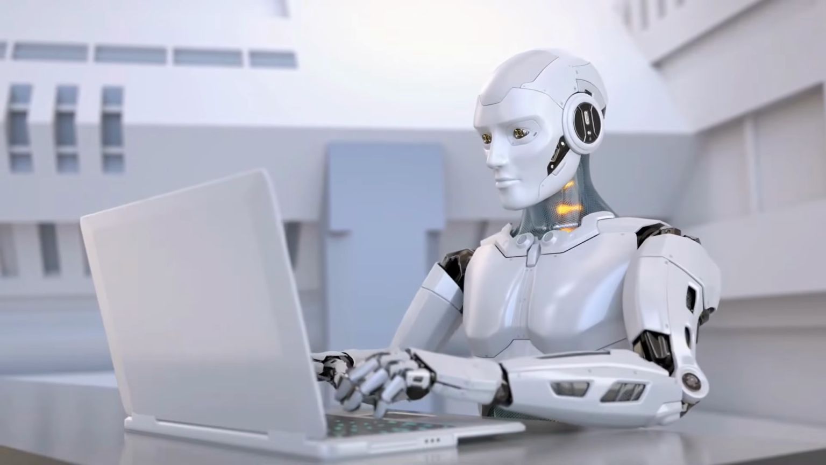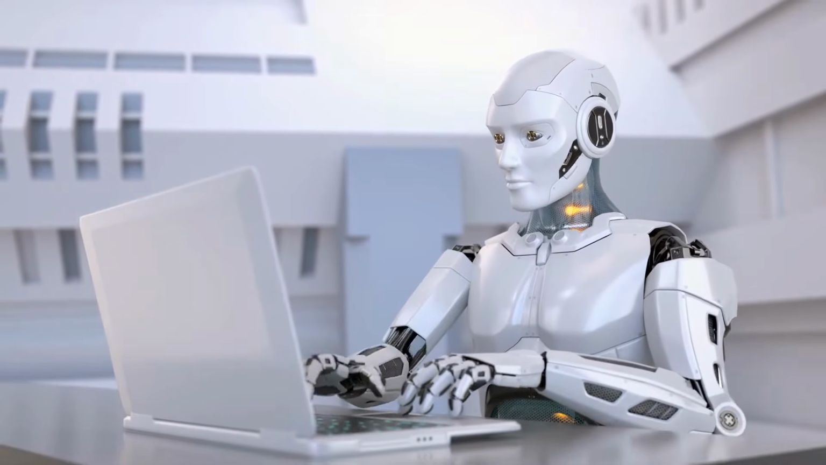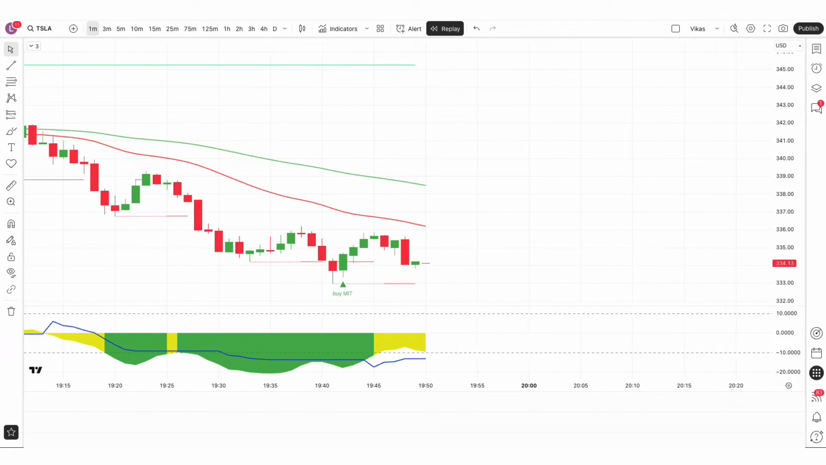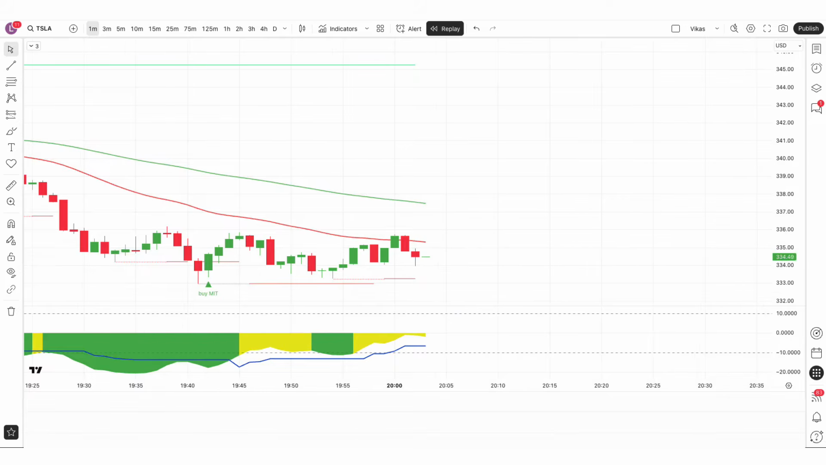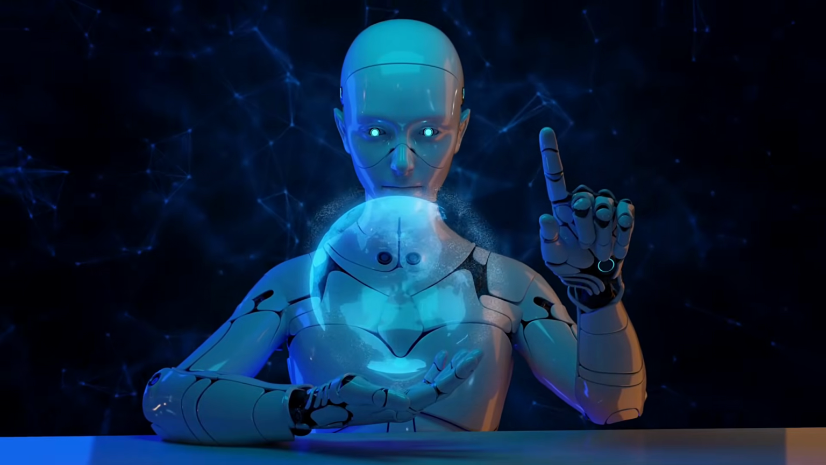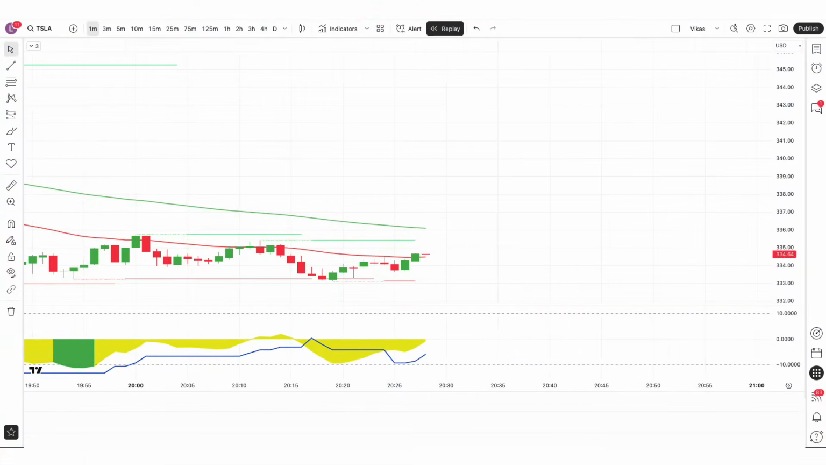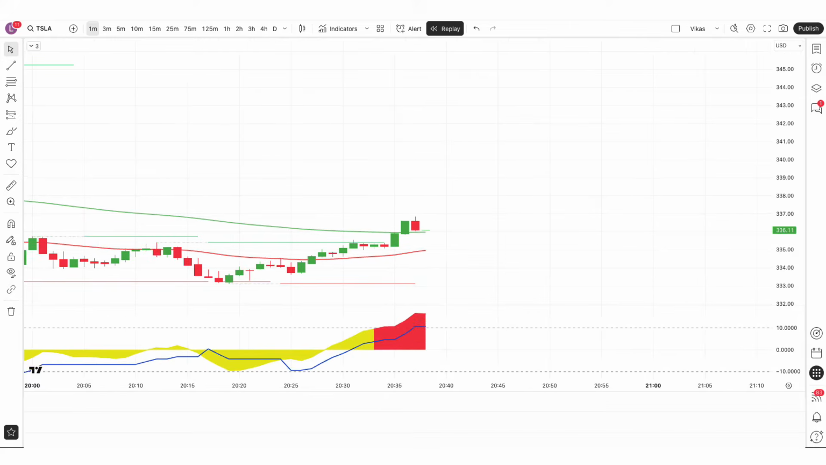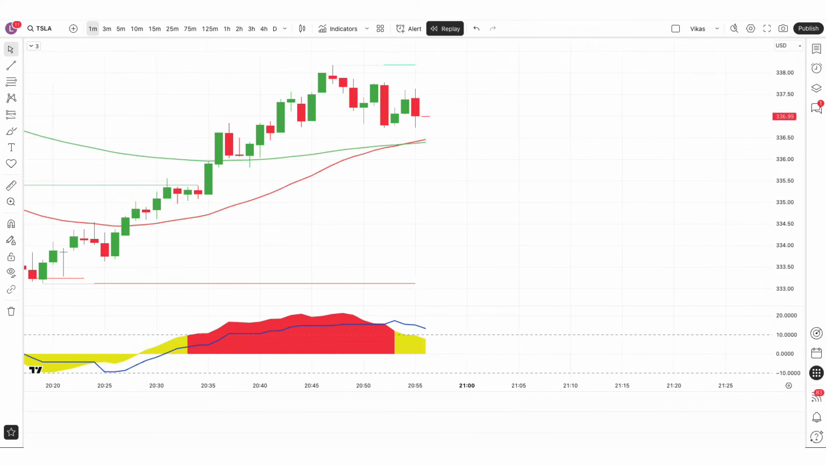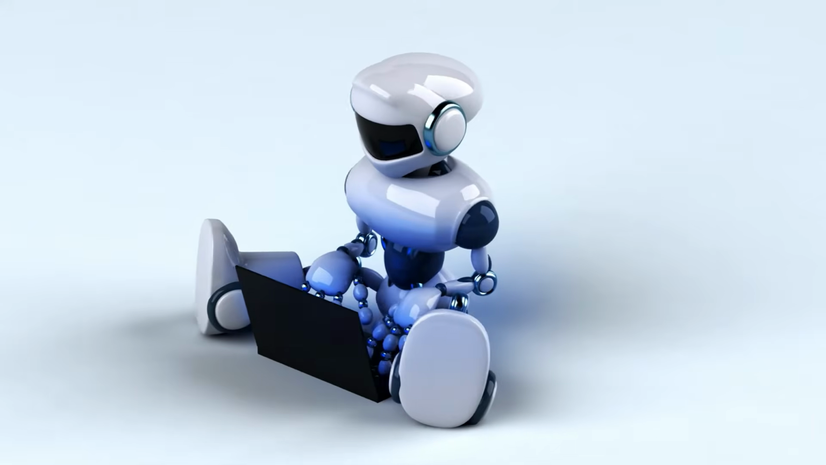Today, we're diving into how artificial intelligence is revolutionizing candlestick trading on TradingView. Imagine having a powerful ally that analyzes market trends, patterns, and data at lightning speed. AI is not just a buzzword, it's a game changer that empowers traders to make informed decisions. With AI, we can enhance our trading strategies, minimize risks, and maximize profits. Let's explore how this innovative technology is transforming the trading landscape.